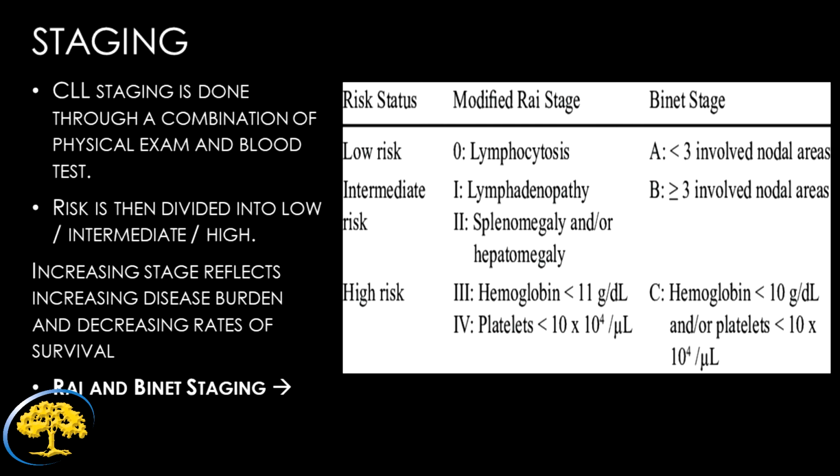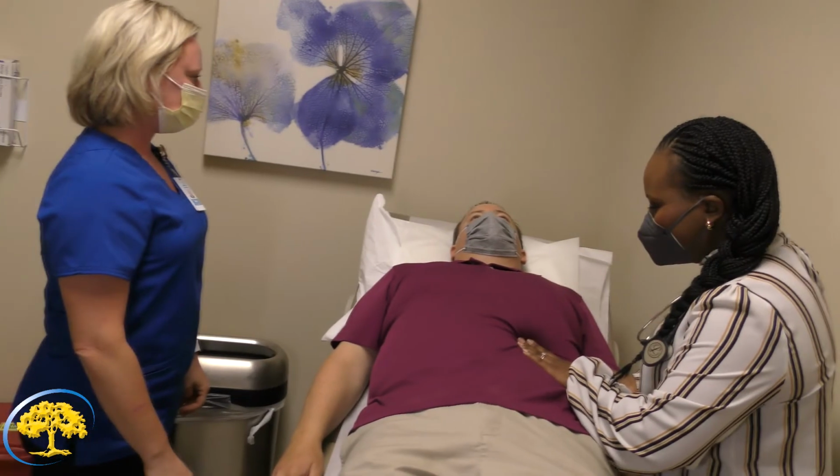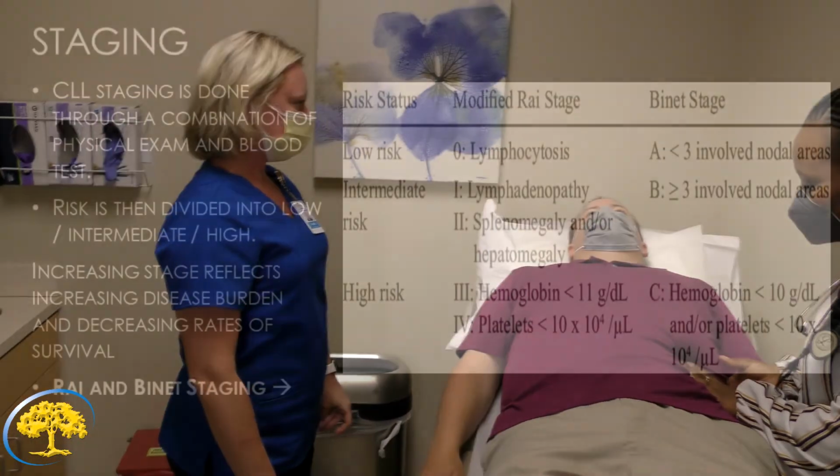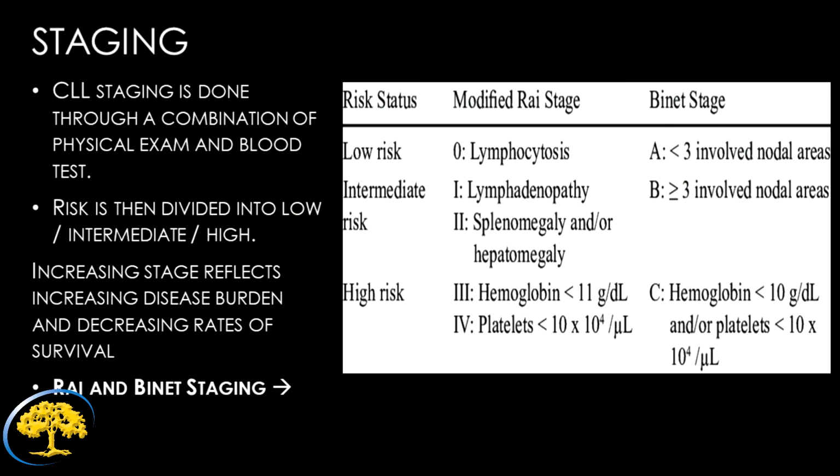We use two systems. One is called the Rai and one is called the Binet stage. Essentially, it's looking at both physical symptoms as well as lab findings. So this can be the B symptoms that we talked about. We stratify into low, intermediate, and high risk using the Rai and the Binet staging systems. For somebody who has just elevated white blood cells, this puts them at a Rai stage 0.